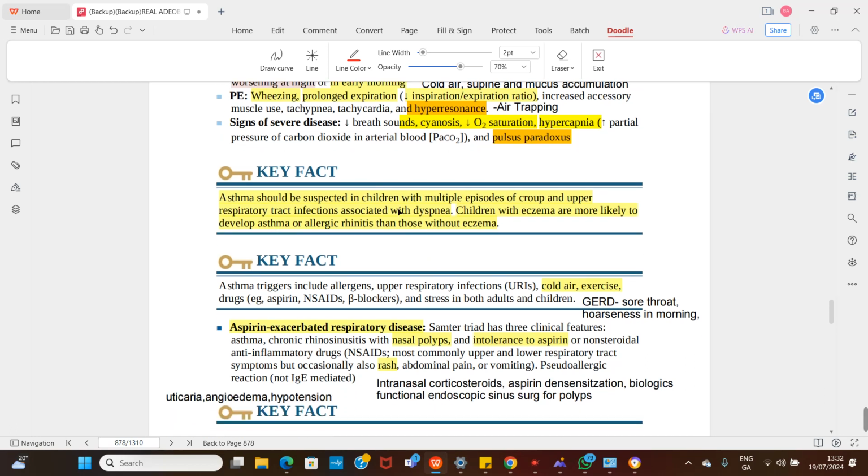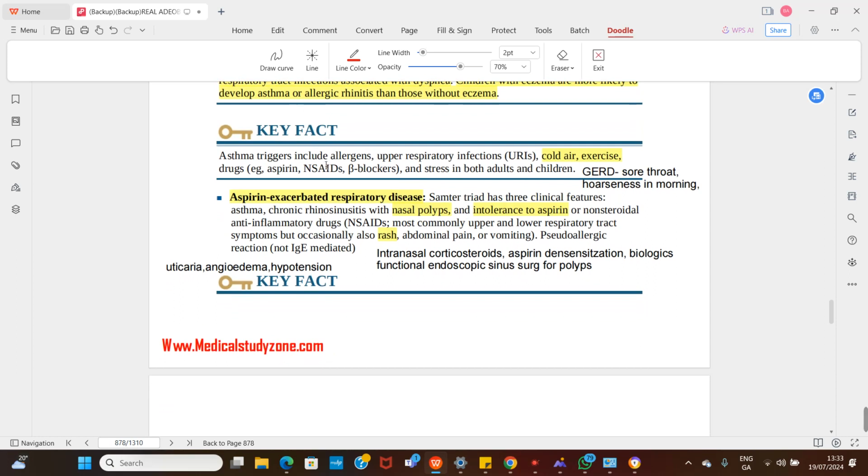So another thing about asthma is that if you see a child having multiple episodes of croup or upper respiratory tract infection with dyspnea, suspect asthma. We should have this at the back of our mind. By the time we see question stems saying the individual is experiencing multiple episodes of cough, respiratory stridor, and hoarseness, we are thinking of croup or other upper respiratory tract infection, but have asthma ruled out, especially in children. And if you see a child having other allergic manifestations like allergic dermatitis, conjunctivitis, rhinitis, rule out asthma.